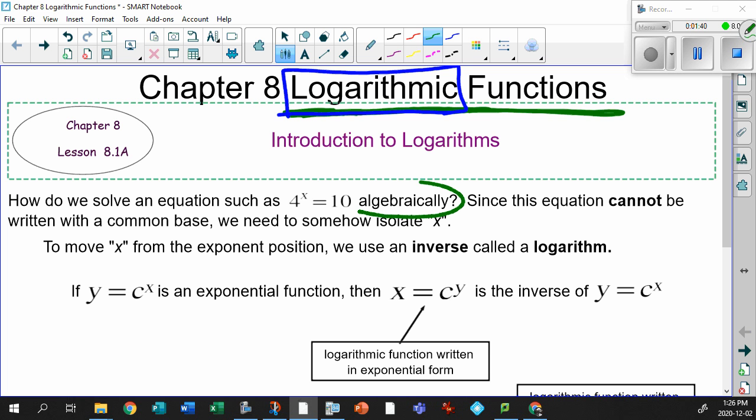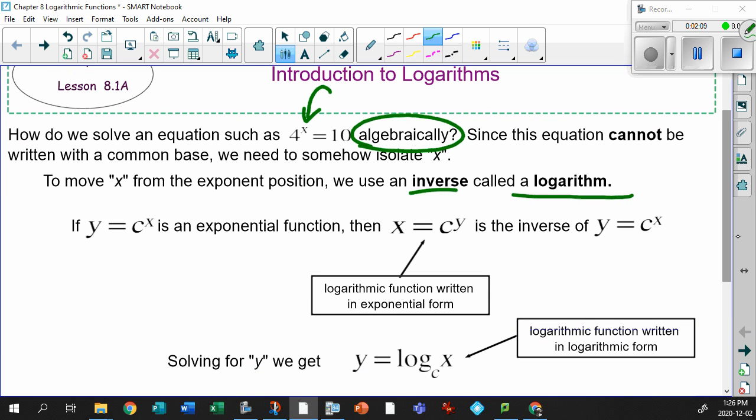There is a way to do this algebraically, and that's what this unit is all about. We're going to be playing around with that like crazy. Now, how do we do this? Real simple. We've got to figure out a way of isolating the x. That's where logarithms come in. Remember, I said a logarithm is the inverse of an exponential function. So we're going to use this idea of logarithms. What's an inverse? Here's an exponential function: y equals c to the power of x.